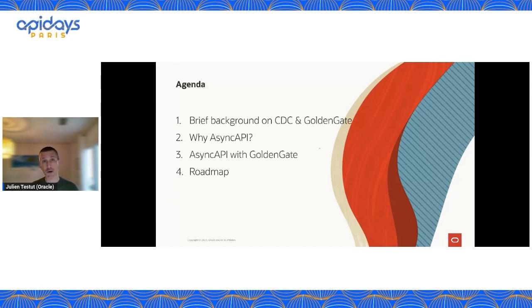In the third part of the presentation, I'm going to walk you through the various screens and how you can set up GoldenGate to publish messages into Async API channels. And then we'll wrap up with the roadmap section. So we'll take a look at some options, and then we'll take a look at what's ahead of us from a GoldenGate standpoint with the Async APIs.